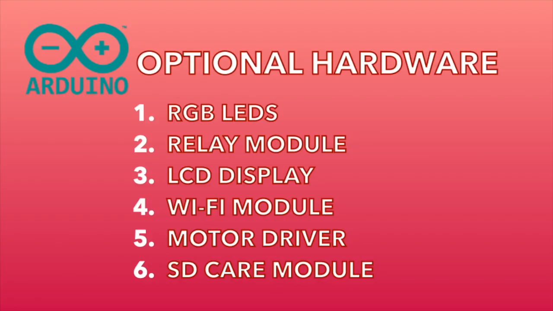We also use a motor driver. A motor driver is required when controlling motors because the Raspberry Pi cannot directly provide enough power. It helps control the speed and direction of motors, making it essential for robotics projects like robot cars and automated machines. Finally, there is the SD card module.